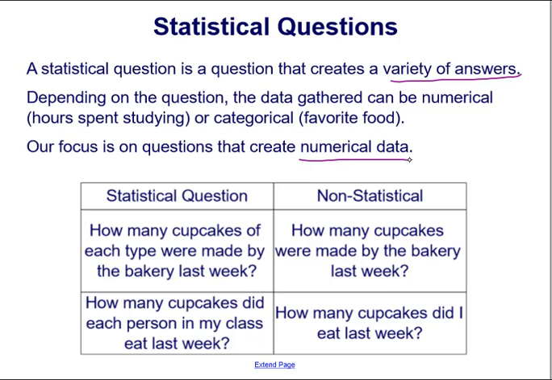This is versus a non-statistical question like how many cupcakes were made by the bakery last week. That's only going to give you one answer. Maybe the bakery made a total of 100 cupcakes. That's one number, 100, so that's not going to be statistical. We need a variety of answers.